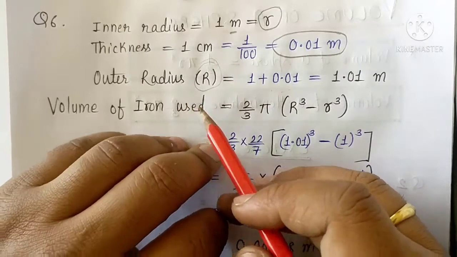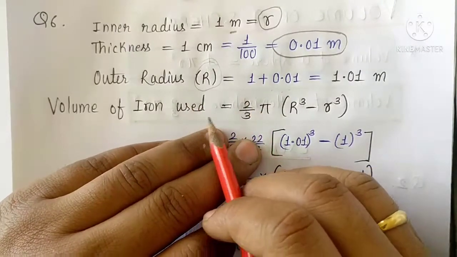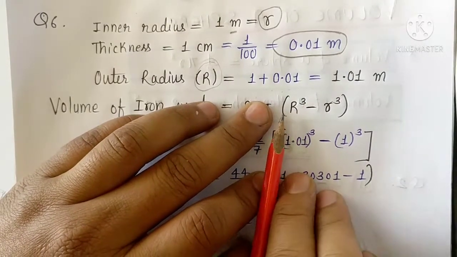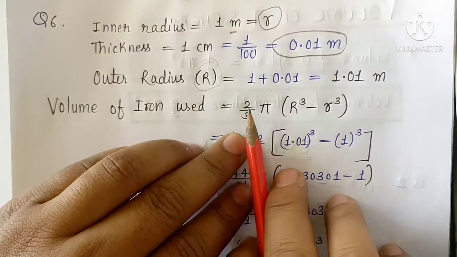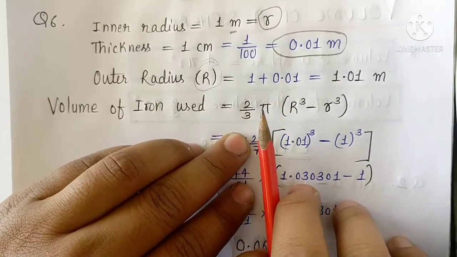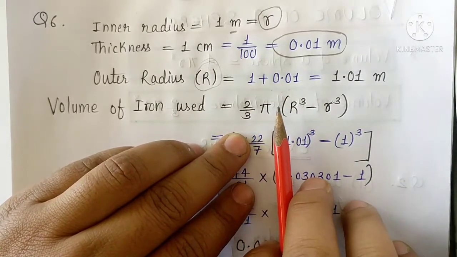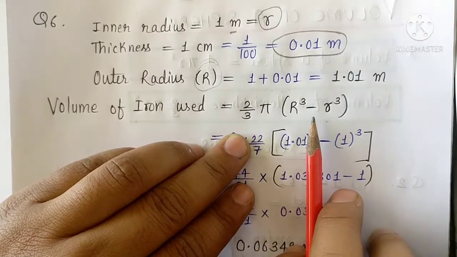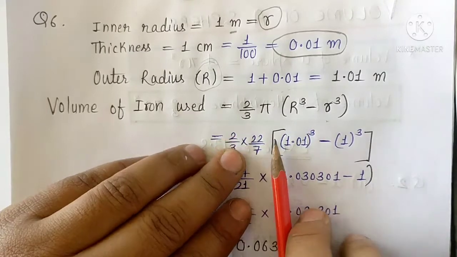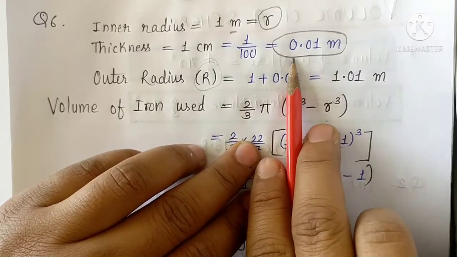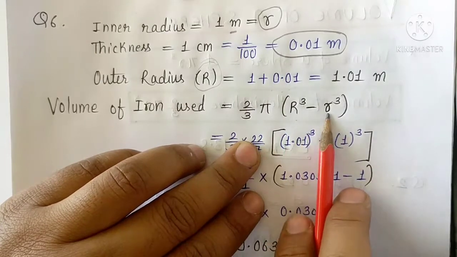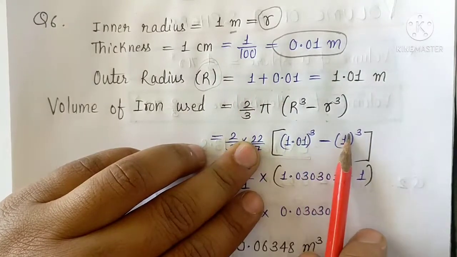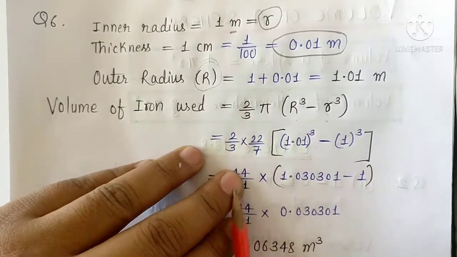Now we have to find the volume of iron used. This formula we have used earlier also. We are subtracting small r from capital R. So by putting this formula, 2/3 pi r cube, our formula is there, but from the outer radius we will subtract the inner radius. Then only we will find the volume of iron which is used. So capital R means 1.01 cube, and small r, the inner radius, is 1 meter only, so 1 cube. Then 2/3 pi, value of pi 22/7.